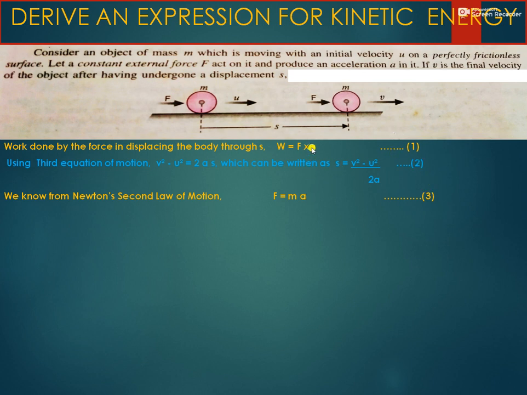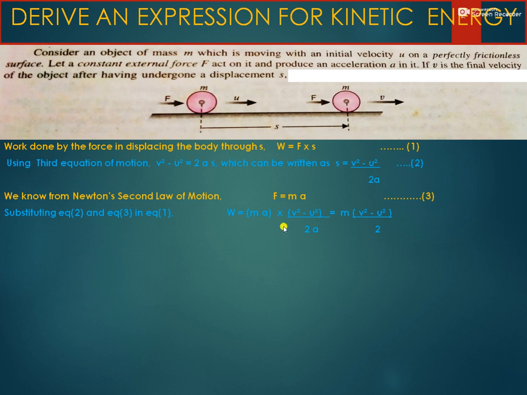So instead of S we will write this equation, and instead of F we will write this ma. So substituting equations 2 and 3 in equation 1, students, W is equal to ma into... how did you get it? Instead of F you have written ma, and instead of S we write (v square minus u square) upon 2a. Okay, and now students, we can cancel this. See, a and a can be cancelled.